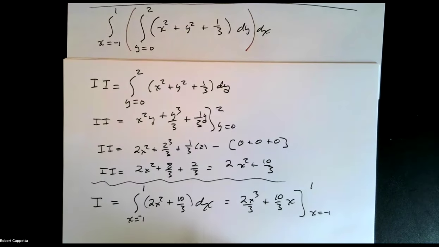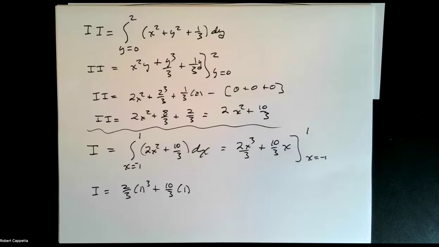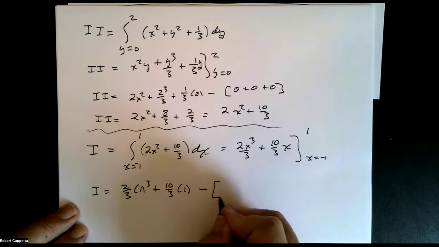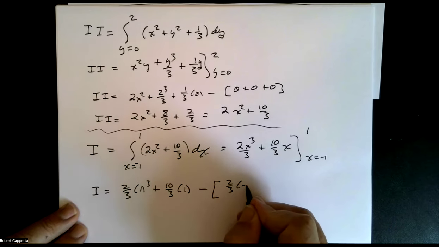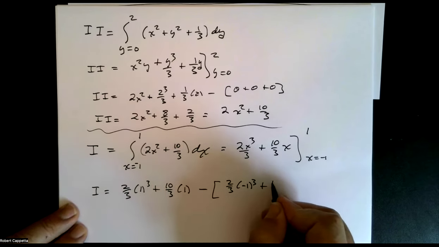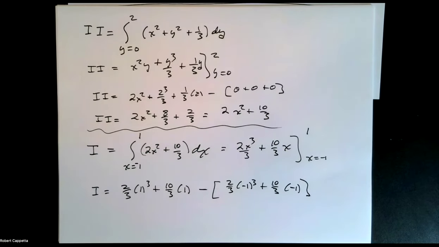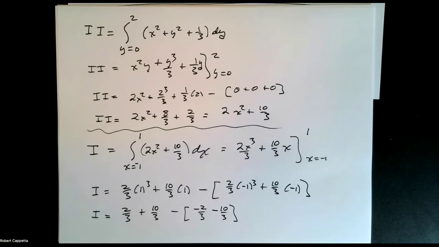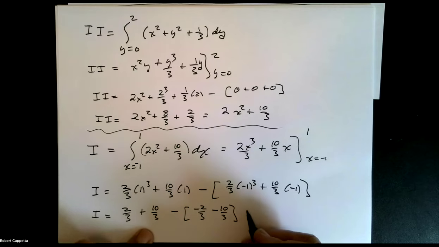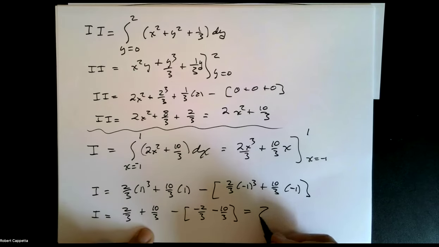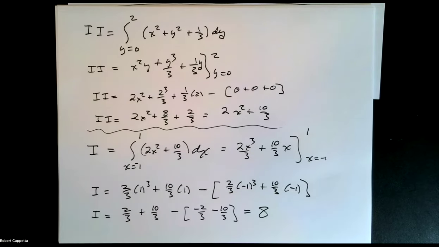So plugging in 1, what do we get? 2/3 times 1 cubed plus 10 thirds times 1 minus 2/3 times -1 cubed plus 10 thirds times -1. So we have some arithmetic to work on. So we get 2/3 plus 10 thirds minus -2/3 minus 10 thirds. So 4/3 plus 20 thirds, 24 thirds. After all that, the answer is 8.